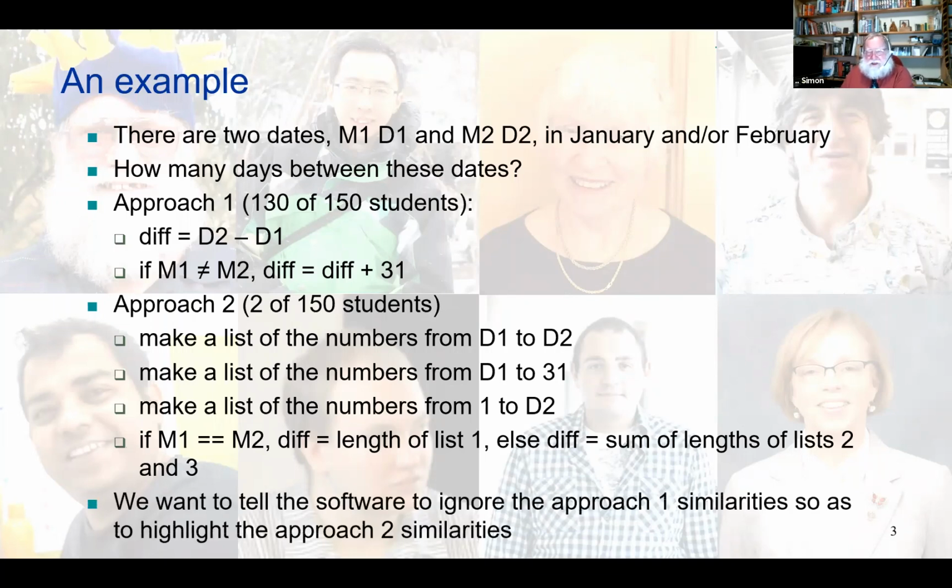When we're using software to detect similarity, we basically want to tell it, approach 1, yeah, I know 130 students did that, but we don't want to be shown that because it's what we expected anyway. But approach 2 with only 2 students, yes, we want that drawn to our attention so that we can consider whether those students have engaged in misconduct. And the point of this working group is to determine what sort of code we can tell the software to ignore because we're not interested in it.